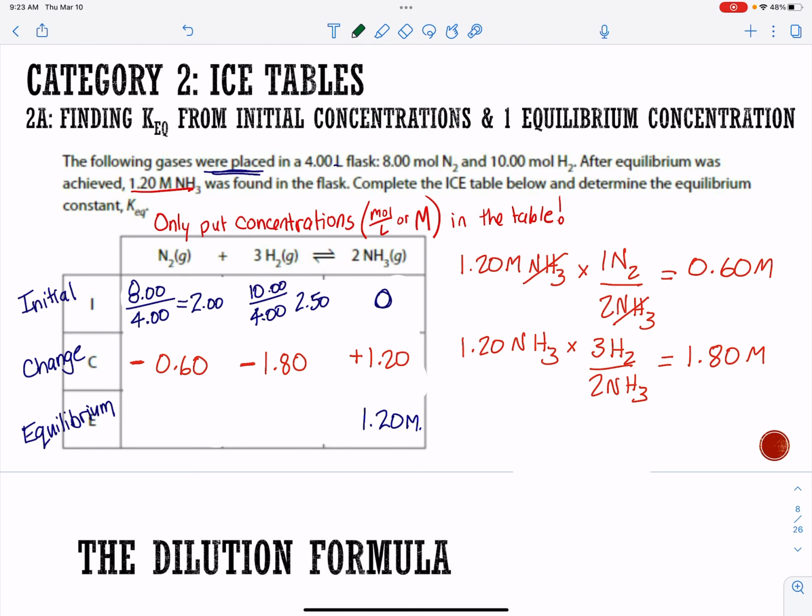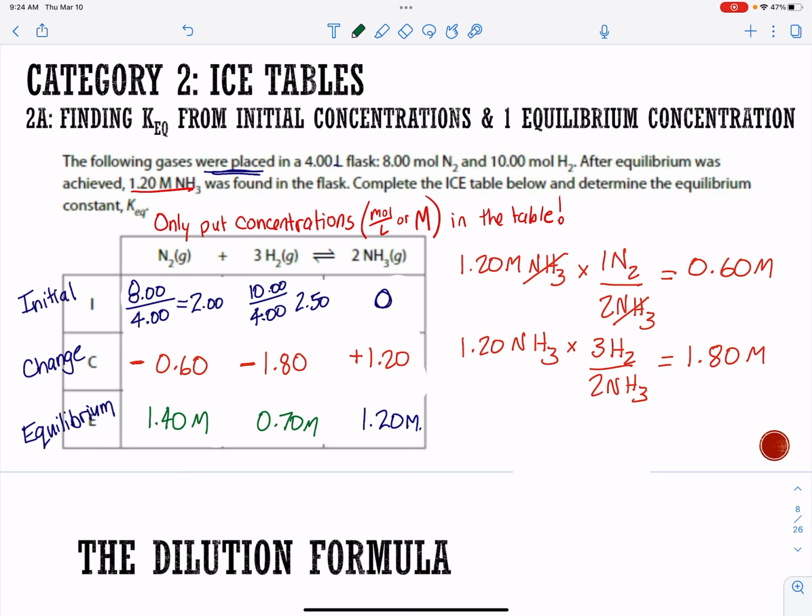Okay, switch up my color again. Now I can calculate my equilibrium. So I'm going to take 2.0 minus 0.6. That leaves me with 1.40 moles per liter at equilibrium of the nitrogen. 2.5 minus 1.8 leaves me with 0.7 of the hydrogen at equilibrium. And I've already got the ammonia at equilibrium.